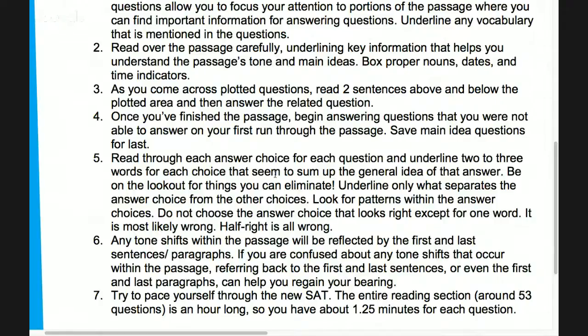So they will try to trick you with an answer that seems correct at first, but you need to look past that and make sure the answer is the correct one, if you know what I mean.